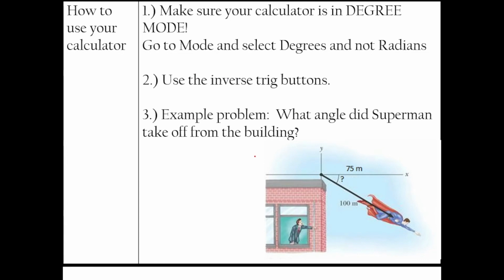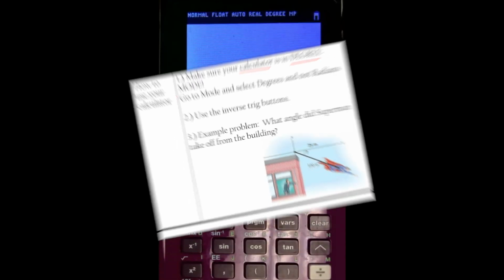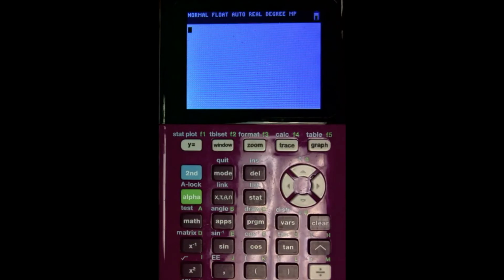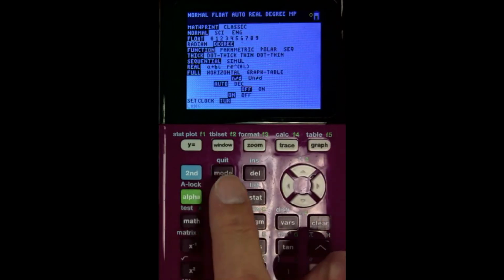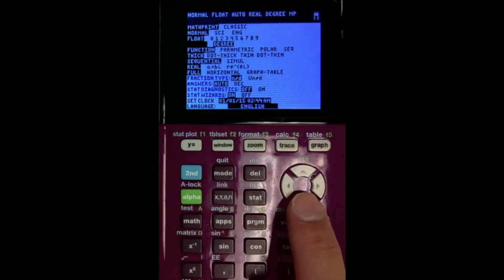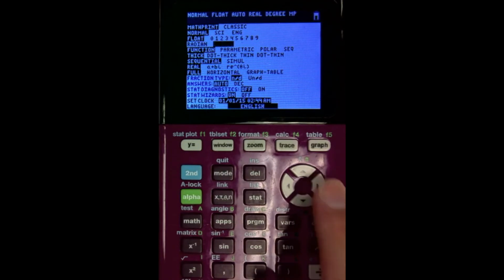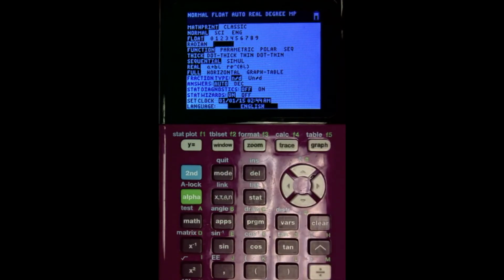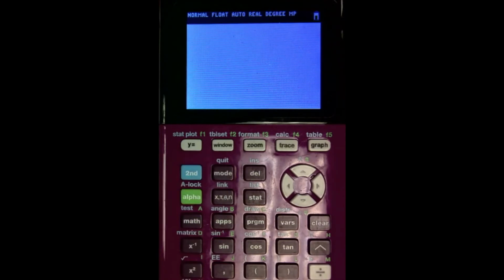Let's take a look at an example problem. First things first, when you approach angled problems, make sure your calculator is in degree mode. Go ahead and click the mode button right here. Scroll down to where you see degrees. Move over so it's blinking over it, and then hit enter. Now your calculator should be in degrees. To exit this screen, click second, quit, and now you're back to the main menu.